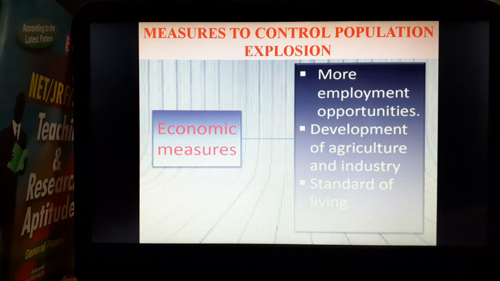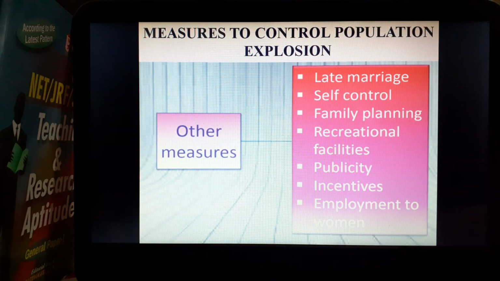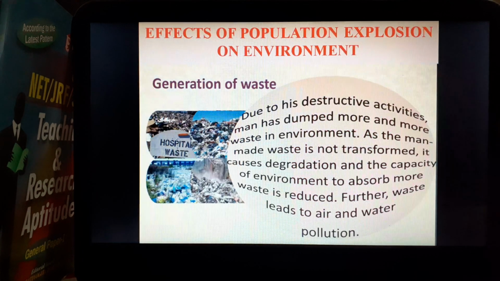Now, what measures are there to control this population explosion? The first is economic measures. The different economic measures are more employment opportunity, development of agriculture and industry, and a better standard of living. The second measure is the social measure, which reflects minimum age of marriage, raising the status of women, spread of education, adoption, change in social outlook and social security. Some other measures are late marriage, self-control, family planning, recreational facilities, publicity, incentives, and employment to women.